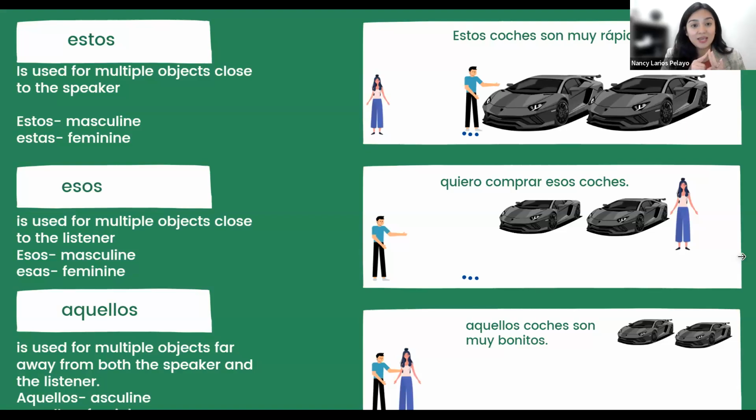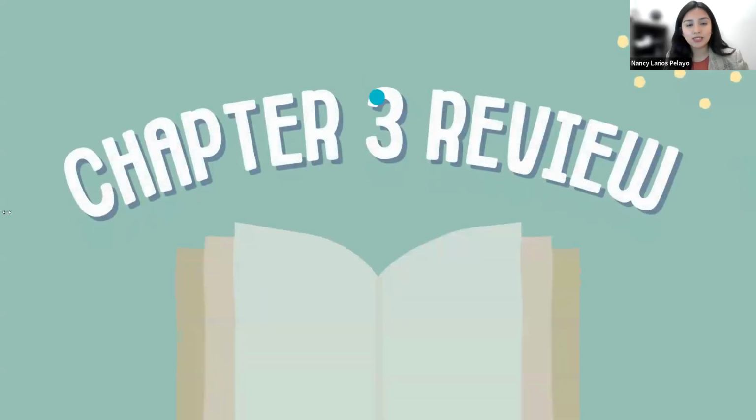So we have to know these three different types of demonstrative adjectives, singular and plural, but we also have to take into consideration whether they're masculine or feminine, and we have to look at the proximity of the speaker and the listener. Okay, entonces tenemos una práctica. You guys have a practice in Canva. Let me share with you.